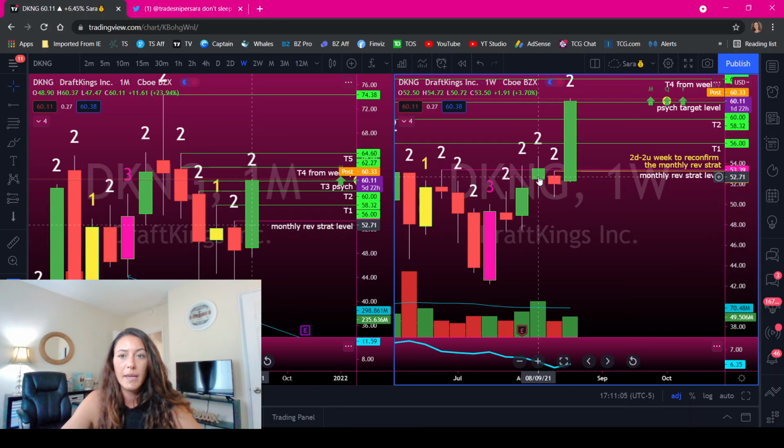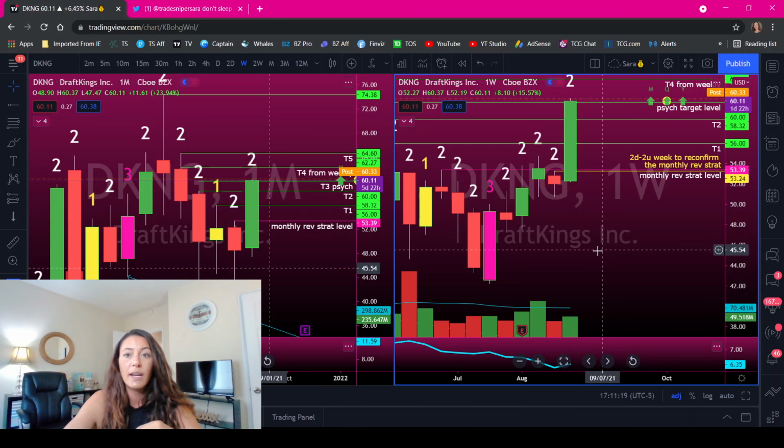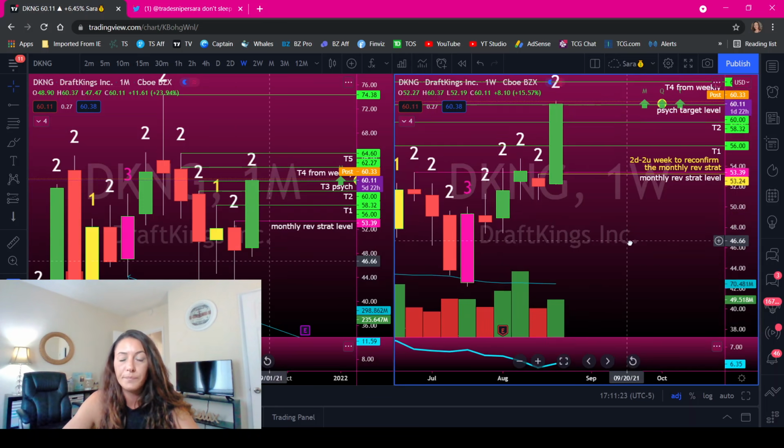Then we gapped up a bit. Still, this is a continuation. So we have a three, we have a two up, a two up, a two up. So we did not have any corrective activity yet. And we want to enter on reversals. Otherwise, we're going to get tried out, which means we're going to get stopped out.